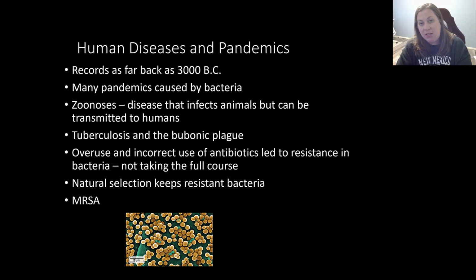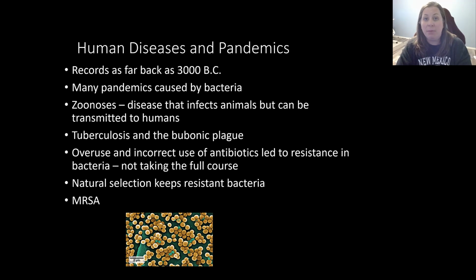A lot of these bacteria actually travel from animals to humans. If that occurs, they're called zoonosis. They jump from an animal to a human, okay? And so this would be like a different kind of animal, like a pig or a monkey or something else, and they come and then affect us.